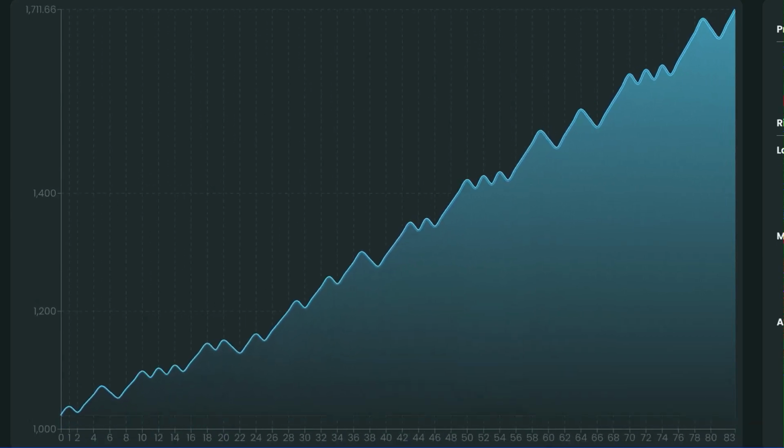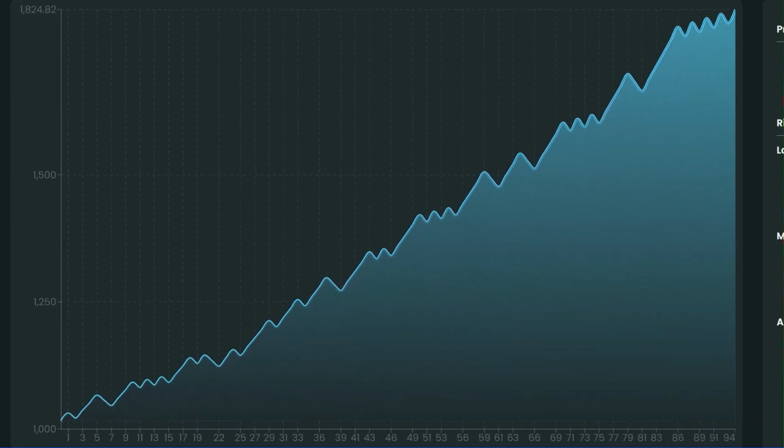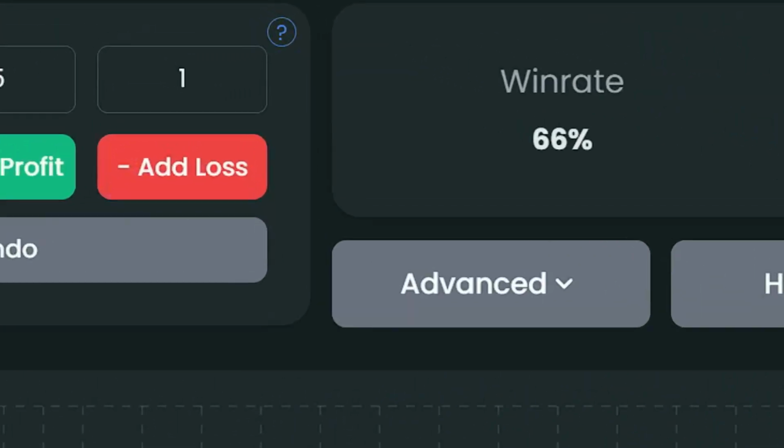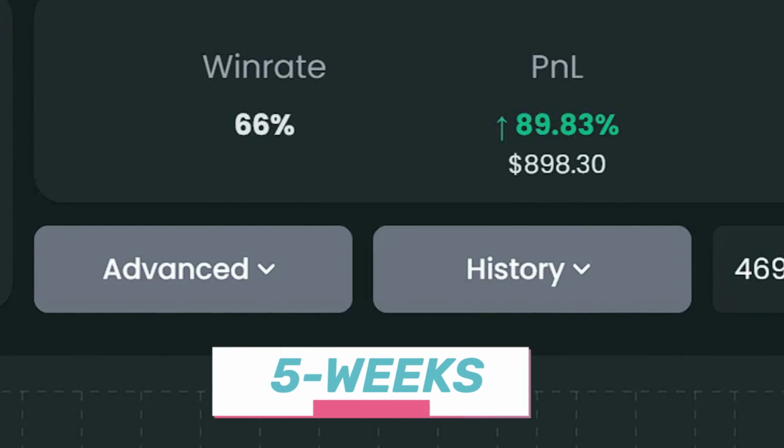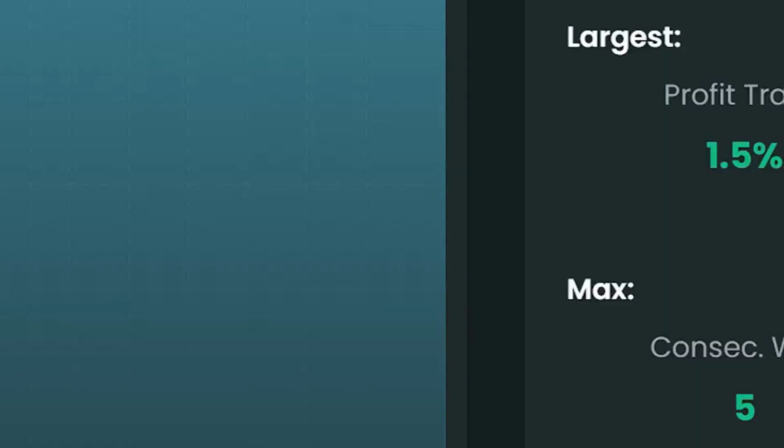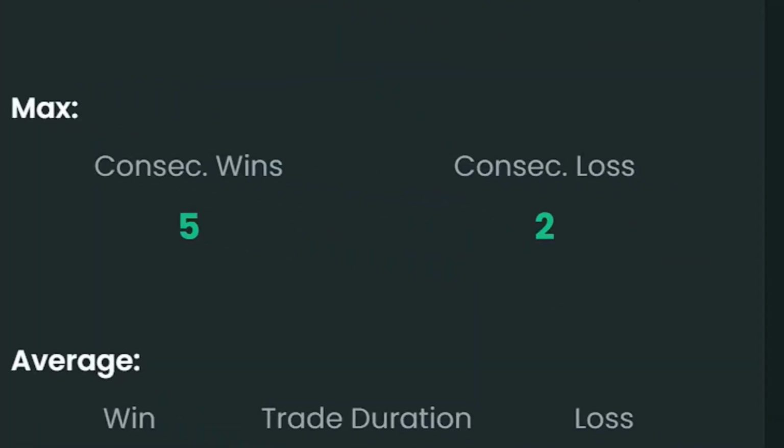Even in the worst case scenario, the strategy boasted an impressive 66% win rate, helping us achieve an incredible 89% profit in just 5 weeks. Can you believe it? During the backtest, we had 5 consecutive wins and only 2 consecutive losses, showing the strategy's potential for consistent success. But wait, there's more.